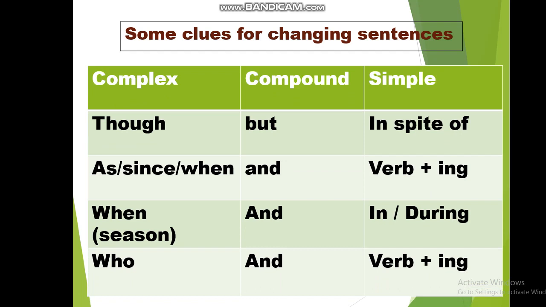In a similar way, as, since, when, it will be, and the simple will be verb plus ing. If it is seasonal, then when, then compound will be and, and during or in will be in simple form. The last one, who: if it is for a person, it will be who, and then compound will be and, and the simple will be verb plus ing. This structure is given to make it easy for you.